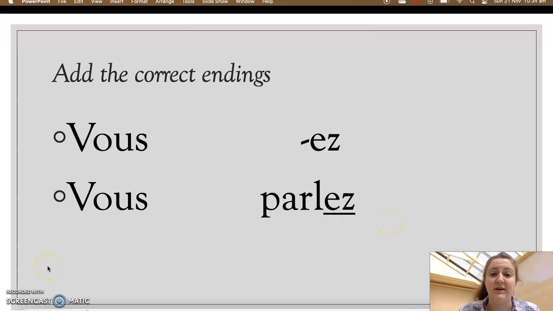Next, we're going to be looking at the vous form with an ER verb. So with vous, we add EZ onto the end. So for example, we have vous parlez.